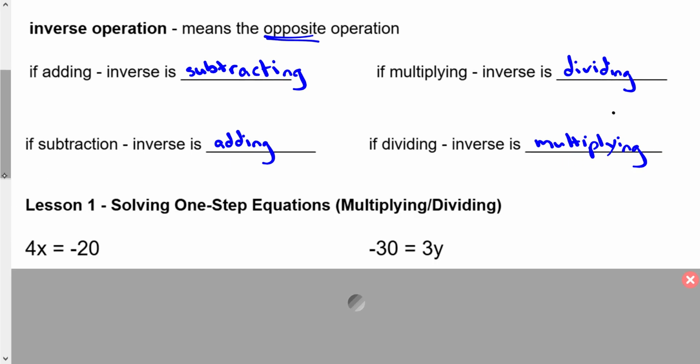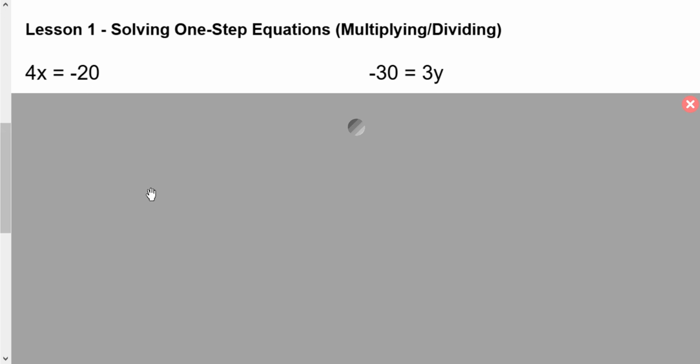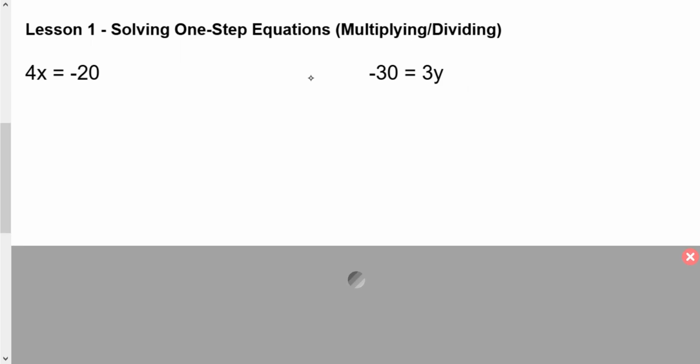And for lesson 1, this is where it's going to get down to it right here. We have two expressions that are equal to each other. So yes, this is an equation. 4x is equal to negative 20. Well, what is that 4 doing to the x? Well, it's actually multiplying. Over here we have negative 30 on the left side, and it's equal to 3y, or 3 times y. It's multiplying. And so when we say, let's go solve these equations using the inverse operation, that simply means, would you please go do the opposite?